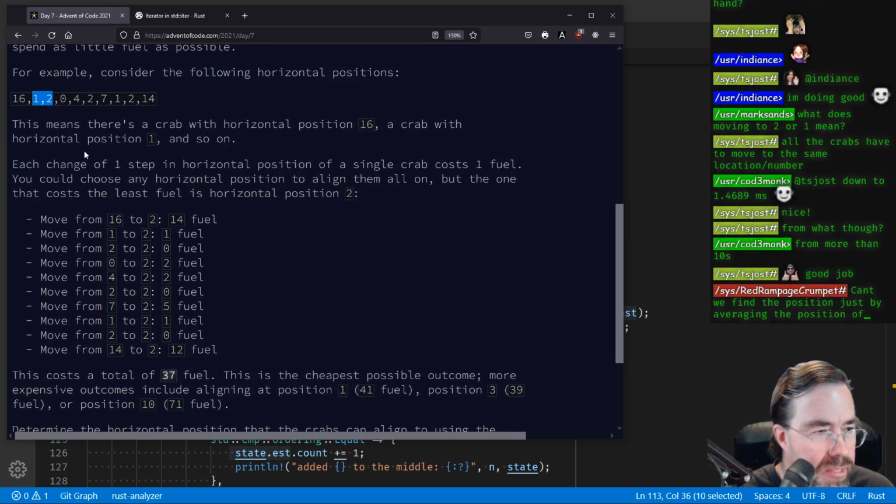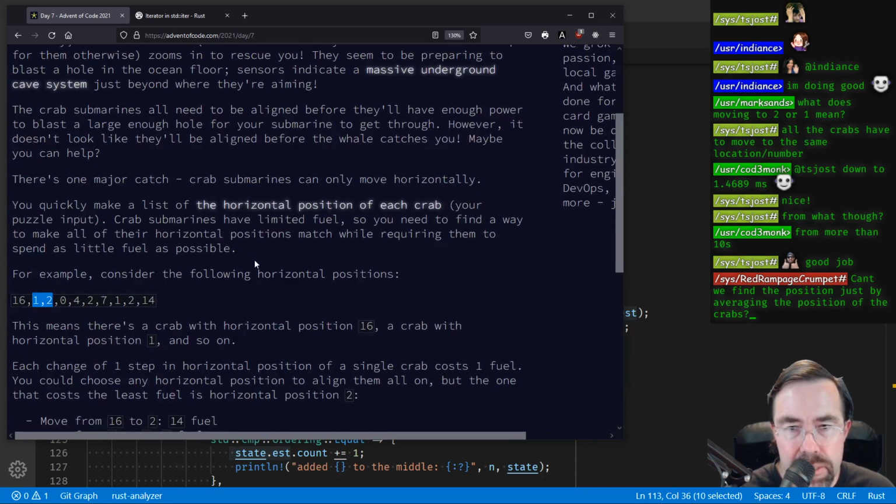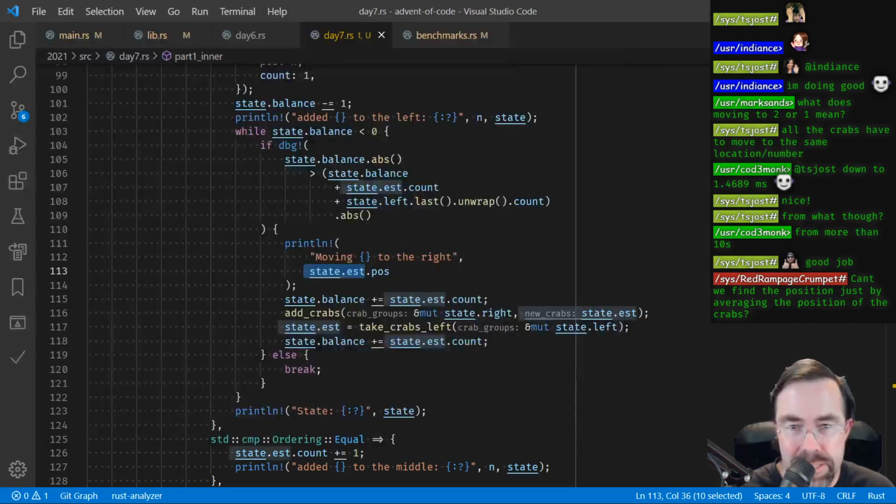For more than 10 seconds down to 1.4 milliseconds. Nice. All the crabs have to move to the same location. Yes. Yeah, I mean, it makes more sense if you read, but I read this over an hour ago, so I understand that you missed it.